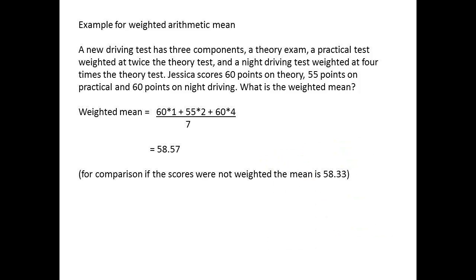The weighted mean is 60 multiplied by 1 plus 55 multiplied by 2 plus 60 multiplied by 4 divided by 7, which gives us an answer of 58.57.